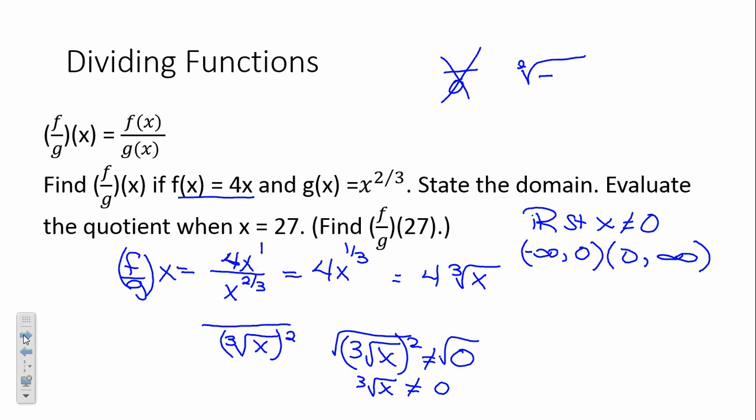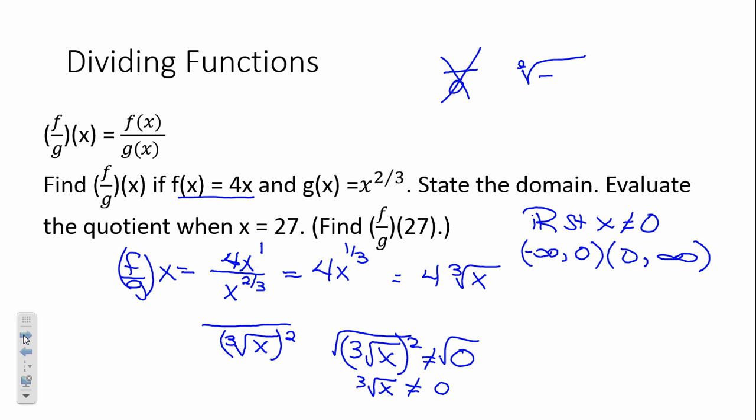Okay? When we want to say don't include 0, we use an open parentheses, a regular parentheses. If 0 would be okay, we would actually use brackets, but 0 is not okay in this case. We can't use it. Okay?